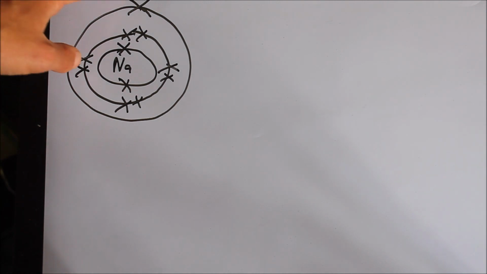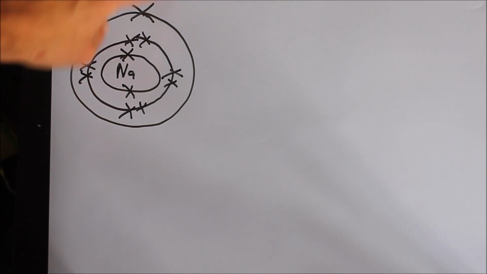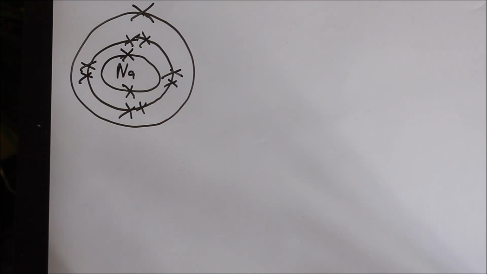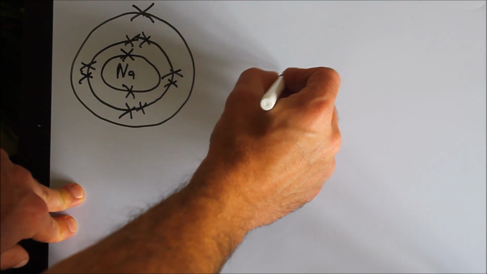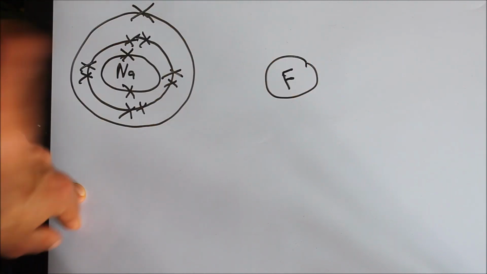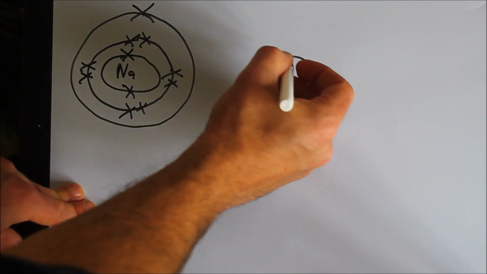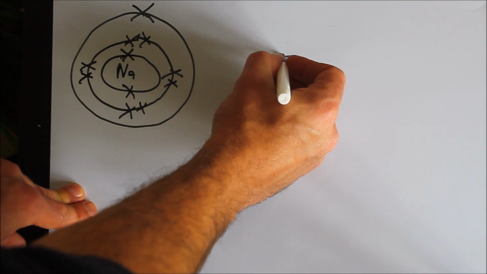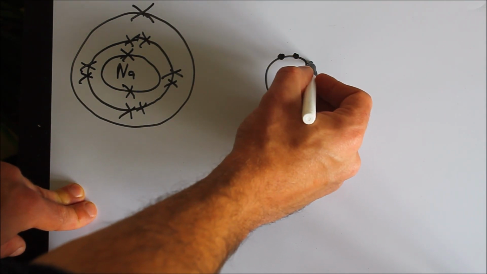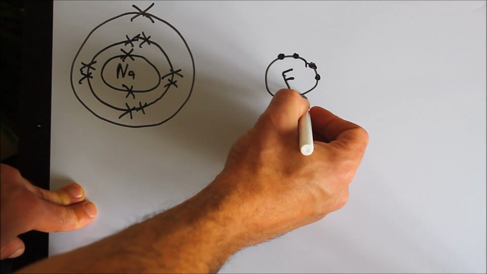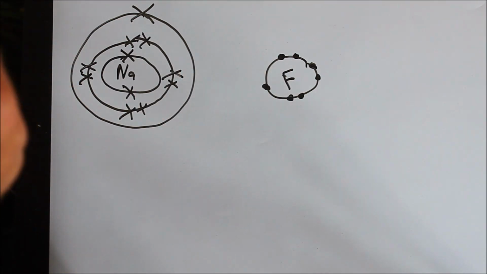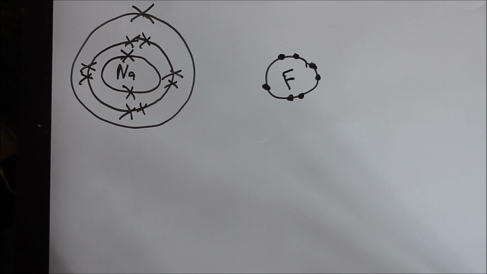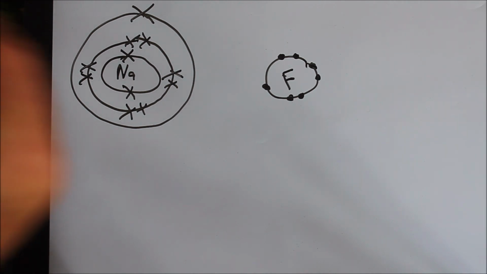Now this top electron up here, the outer one, can be lost if there's something to go to. An example of something it might go to might be the element fluorine. So element fluorine is just F, and fluorine has got 7 electrons. I'm going to draw these as dots so we can distinguish them. 1, 2, 3, 4, 5, 6, 7 electrons. So the sodium can donate this electron here to the fluorine.